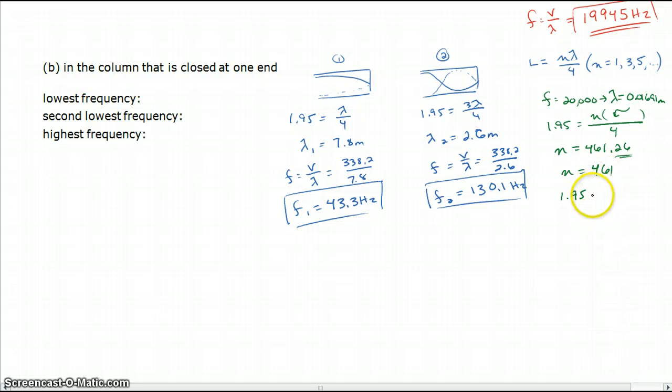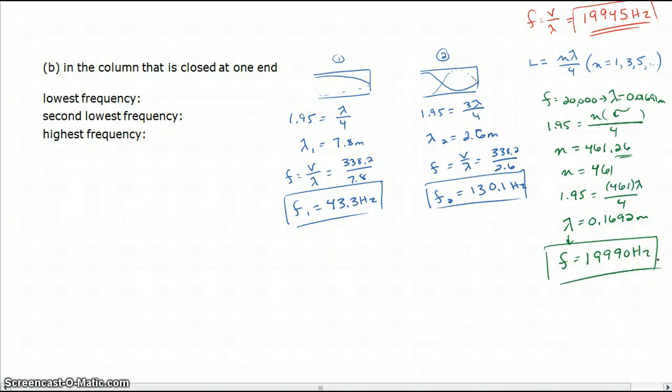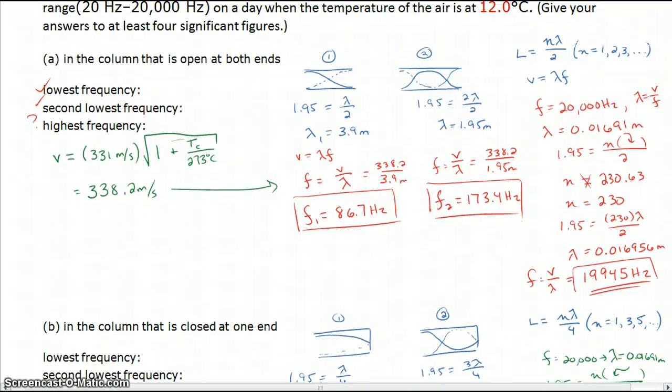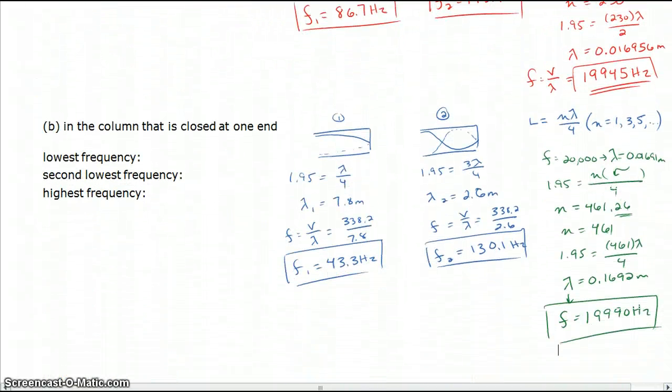1.95 meter tube equals, now it's 461 times lambda over 4. That gives me a lambda of 0.1692 meters, which corresponds to a frequency of 19990 hertz, just barely within that 20,000 hertz audible range. So there you go. That is how you want to approach these kinds of problems. This one was a little more involved, but I think just by looking at all the details, it can help make sense of all of that.